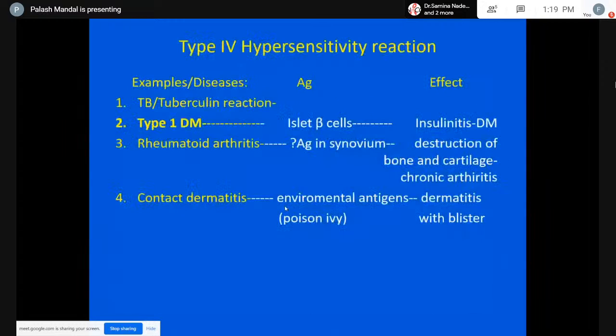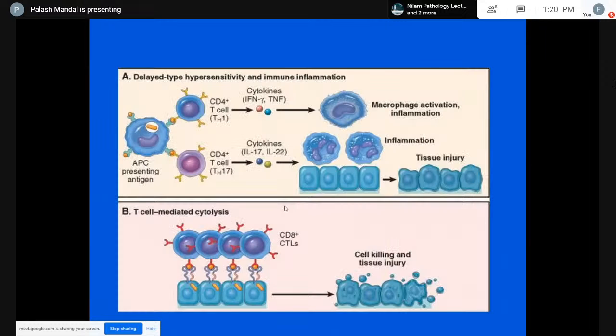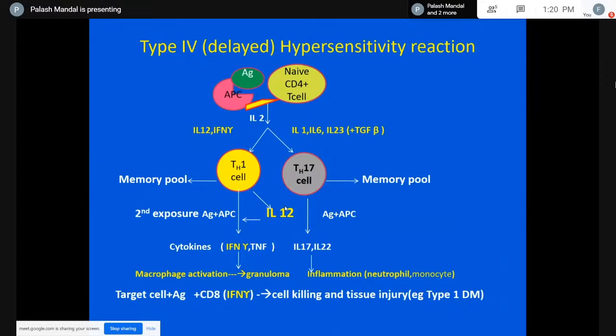Not only the tuberculin reaction, contact dermatitis and rheumatoid arthritis, all these are by the same type 4 hypersensitivity reaction. Now you have to understand how it happens.